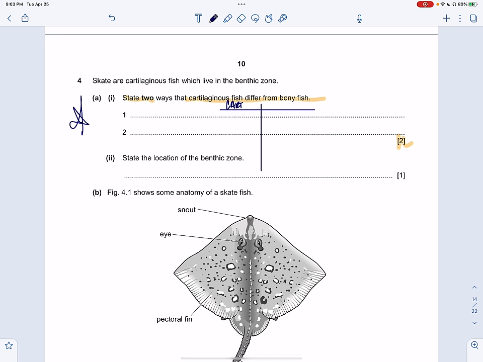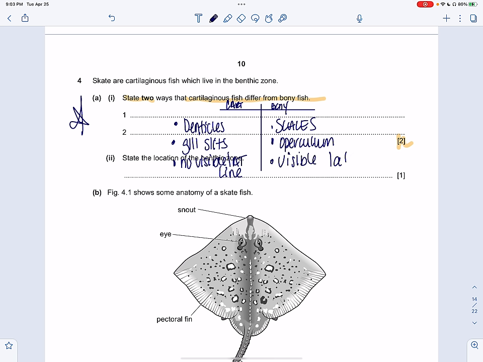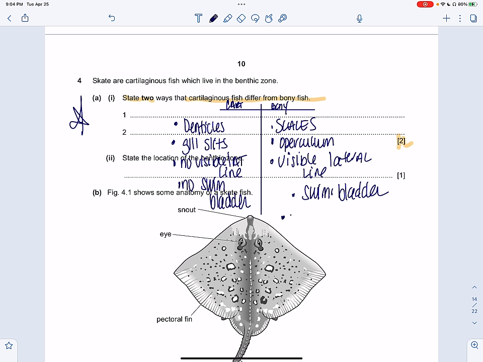Okay, so we have cartilaginous fish and then bony fish. So they have dentacles. Bony fish have scales. Gill slits. Operculum. No visible lateral line. Visible lateral line. Swim bladder. No swim bladder. In fact, cartilaginous fish have very oily liver, and that oil makes them less buoyant, and so they will float. And then, obviously, we have a bony skeleton.